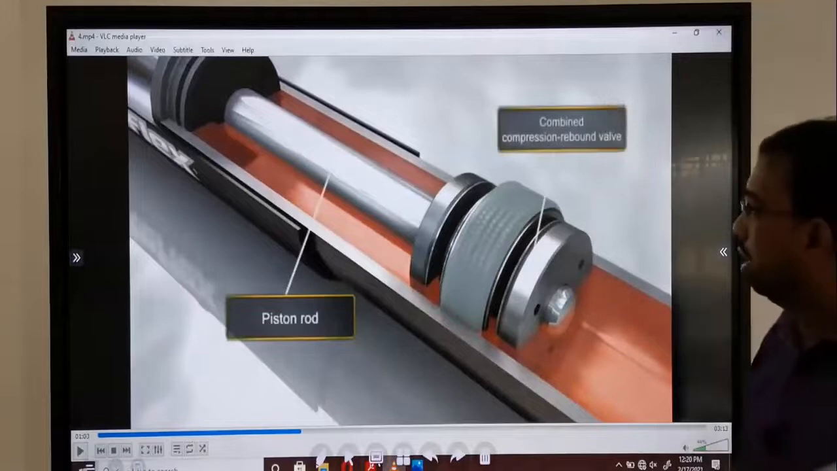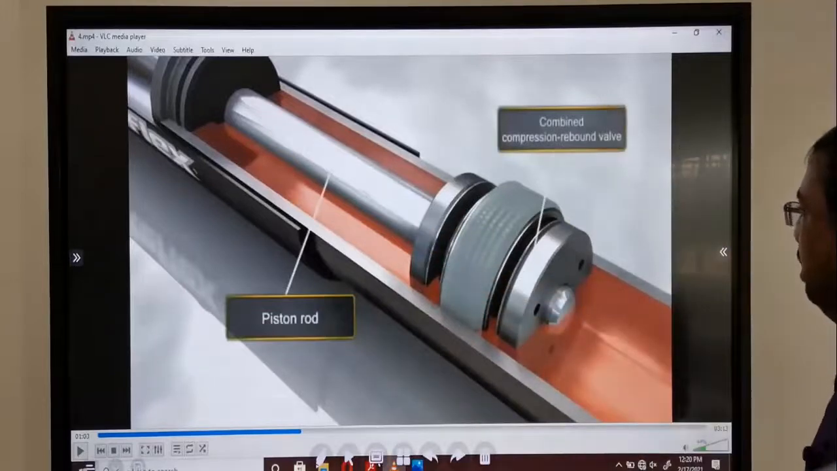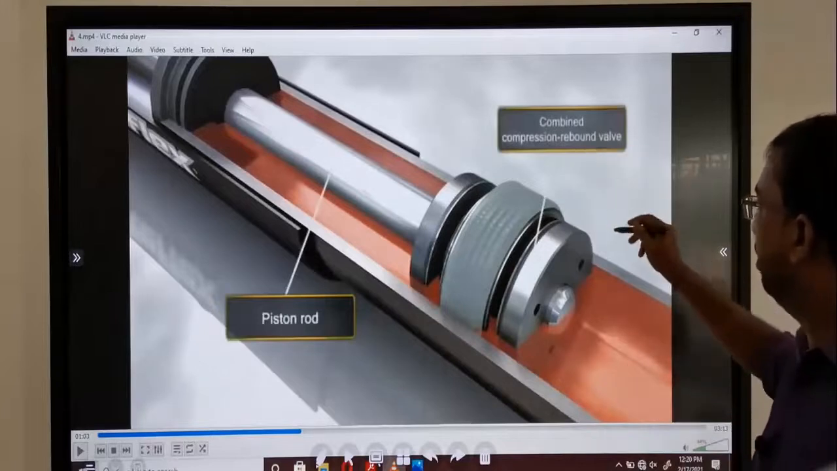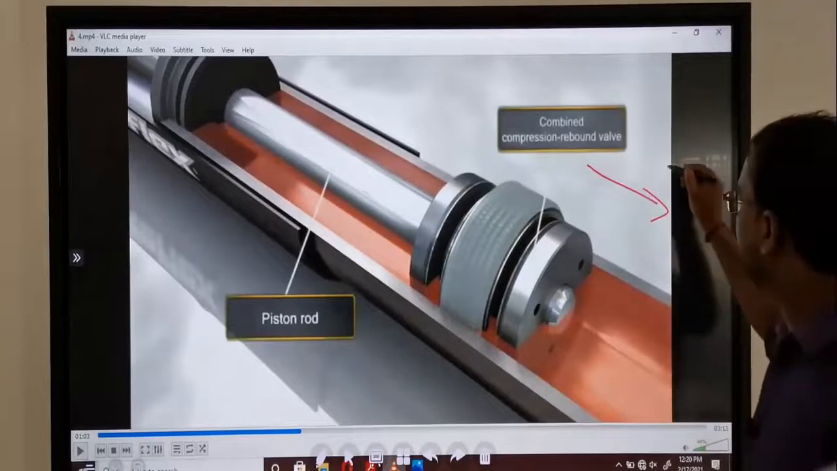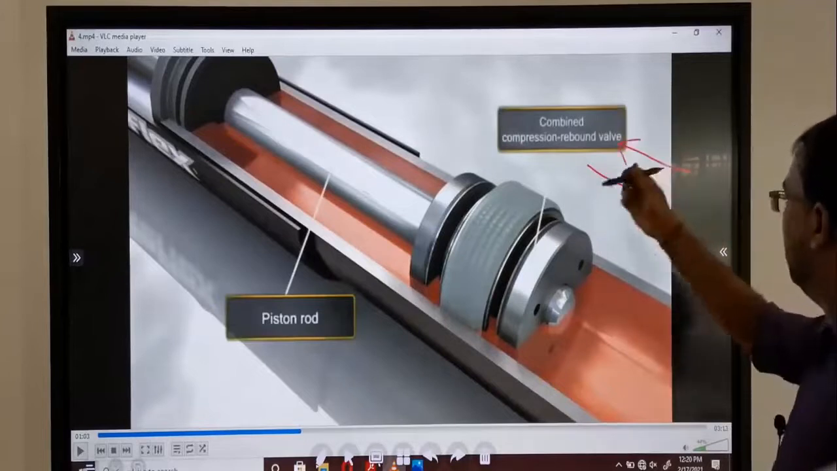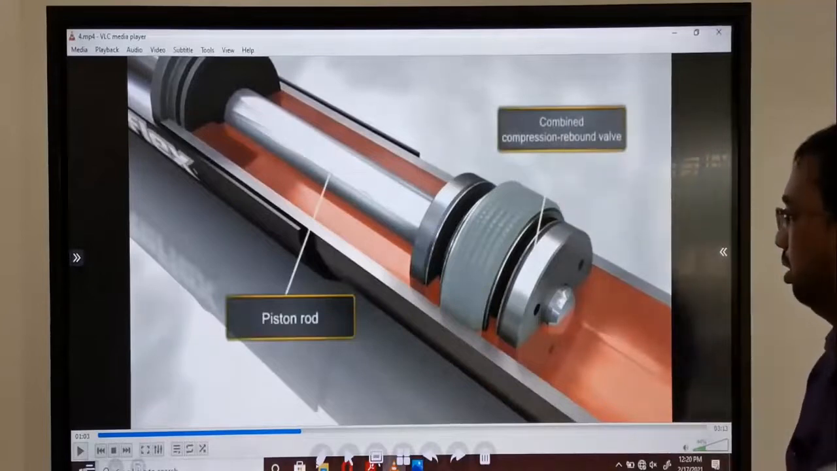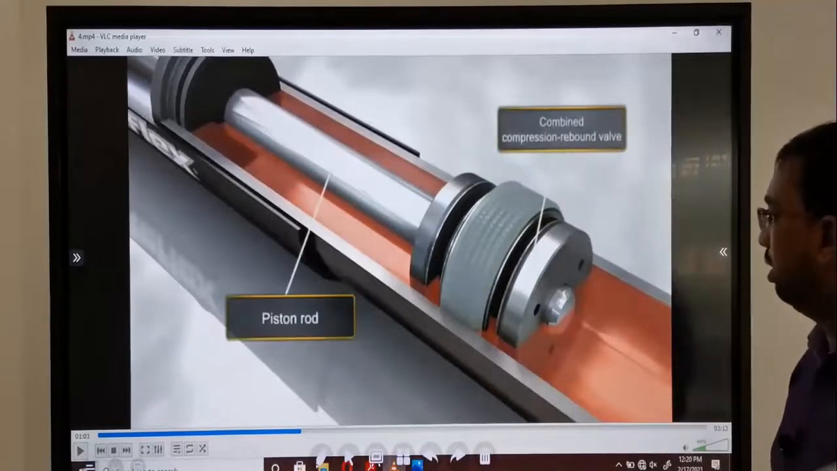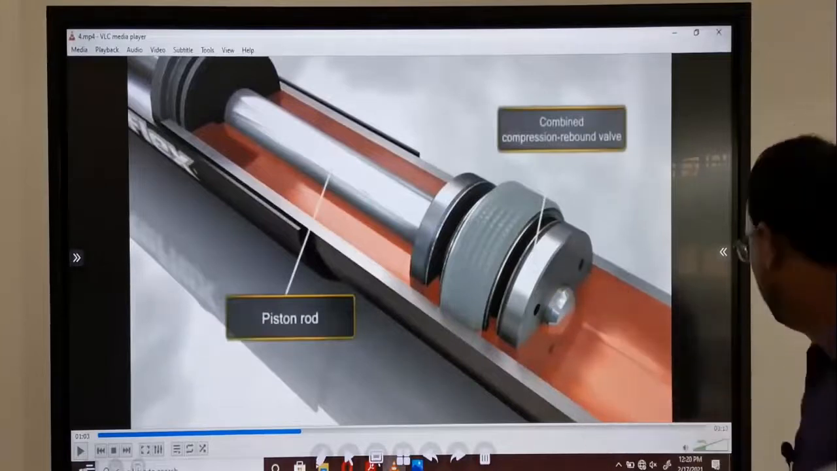So this is the piston rod. Here you can see combined compression and rebound. Compression means going to compress here. Rebound means going in the opposite direction. So it can control the compression and rebound. Valve means it is a two-way.